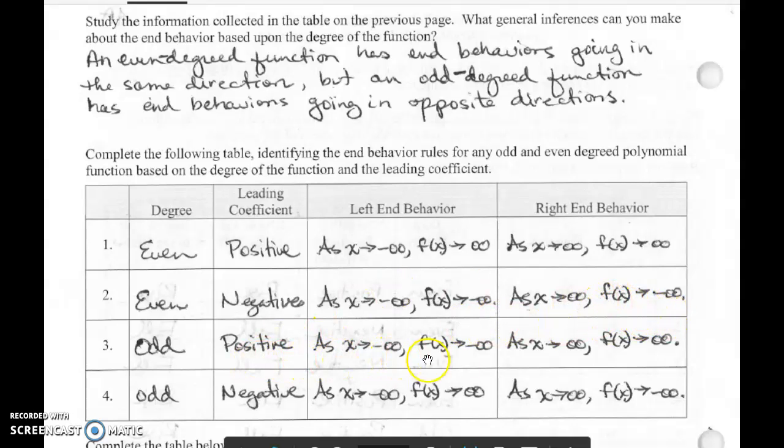And then odd, this is the rule, it's just now we're writing it in a new way. As x goes infinitely to the left, the function goes infinitely down. That's a negative infinity. Infinitely to the right, the function goes infinitely up. And then odd, with a negative leading coefficient, flips that. So as x goes infinitely to the left, the function goes infinitely up. As x goes infinitely to the right, the function goes infinitely down. So again, pause the video if you need to write anything down. So I'm going to go back to the notes.